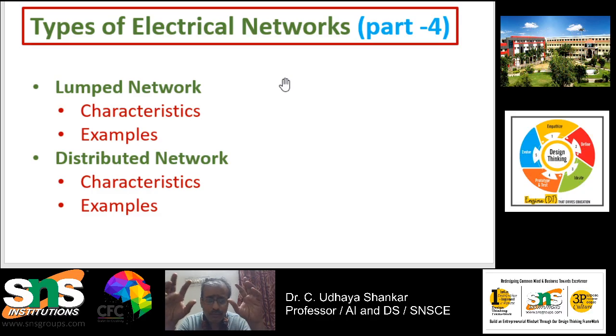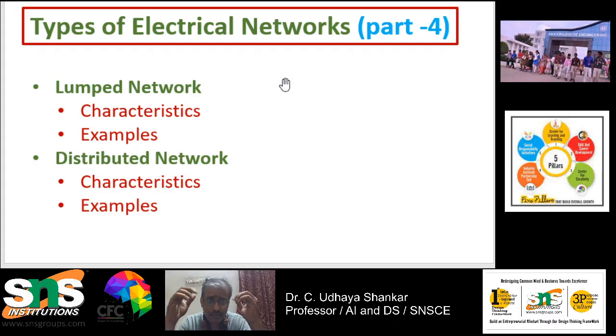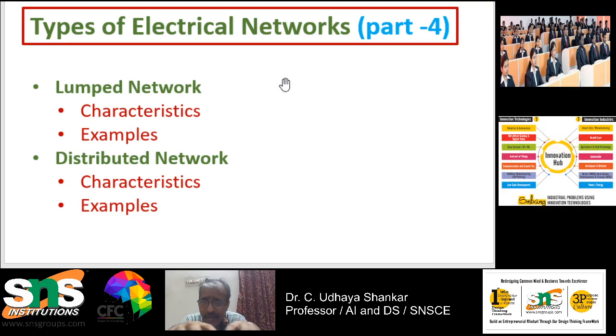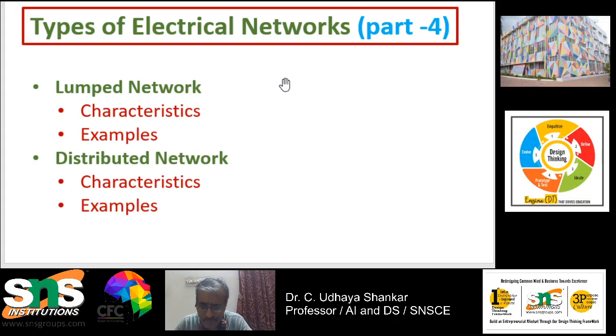If you use the RLC parameters of the transmission line, it is called a distributed network. If you use a practical circuit which you are going to assemble and execute, then that network is called a lumped network, because the network elements can be physically separated. So that's why it is called a lumped network. Hope you're clear.